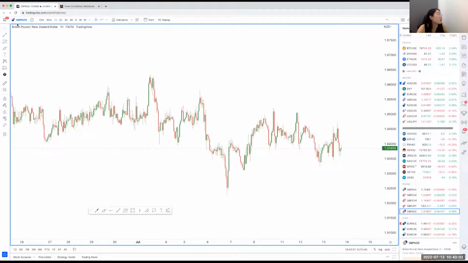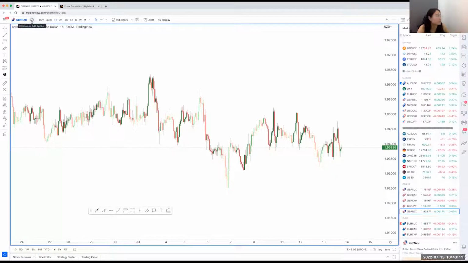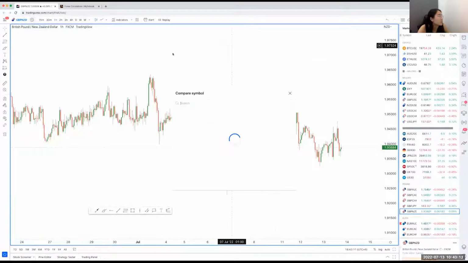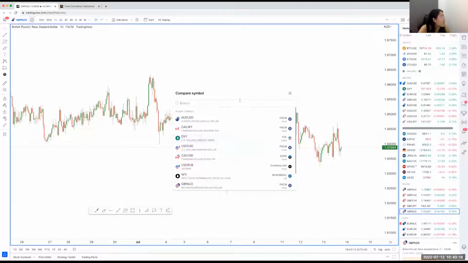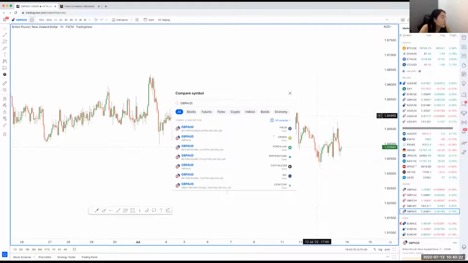So one way we can use the moving average strategy is to use correlation, but then again, you can use correlation with a lot of things. How you do that, you see this plus button. Click on that and add the correlating pair, which is the GBP AUD.